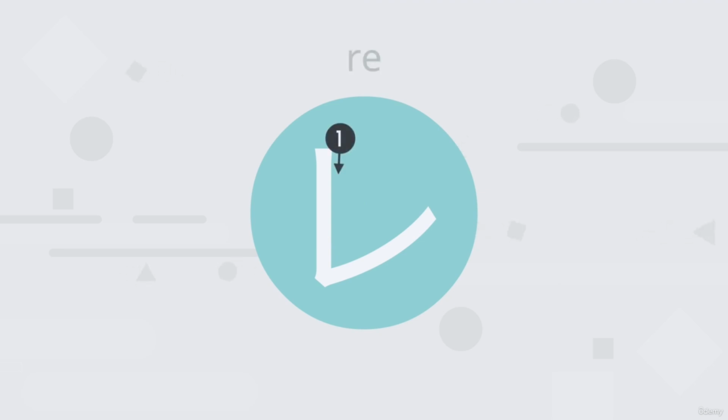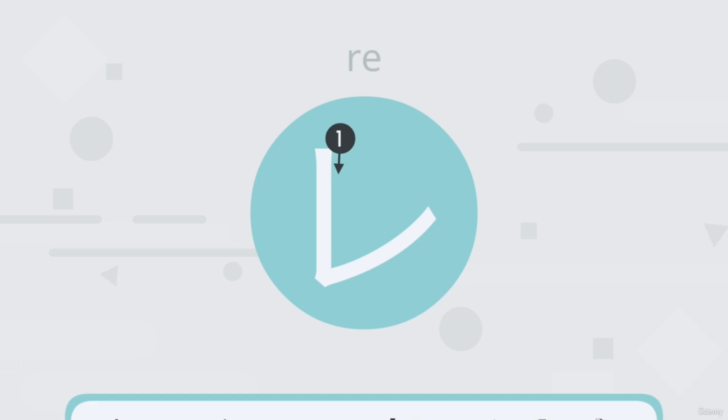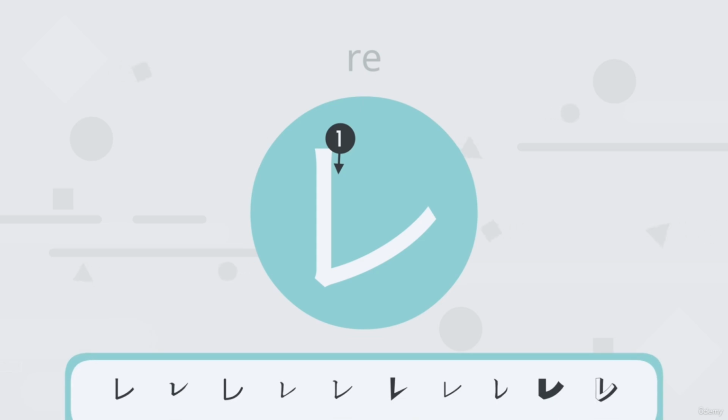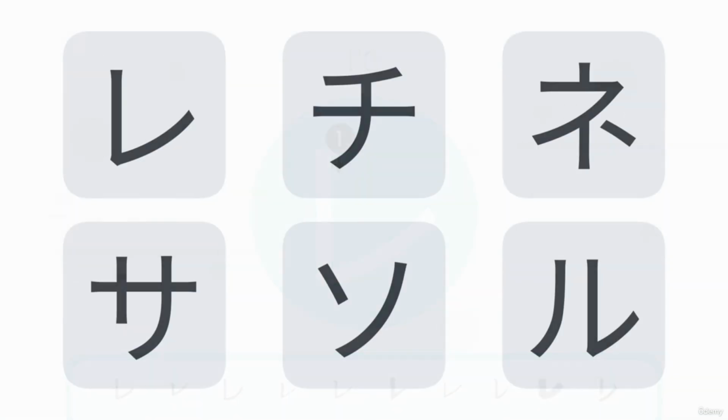De. Which of these characters is de? De.